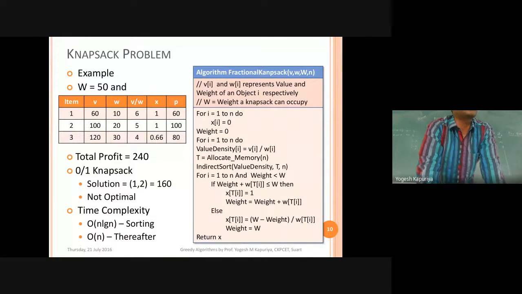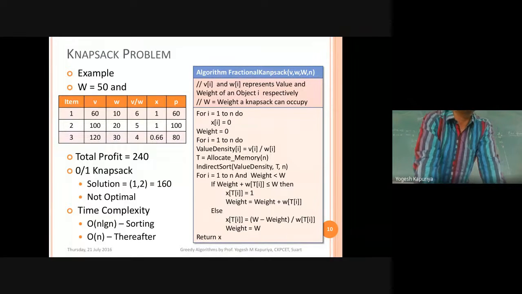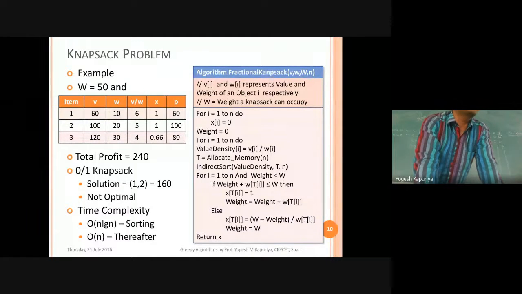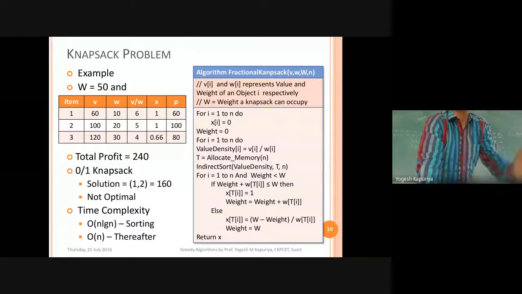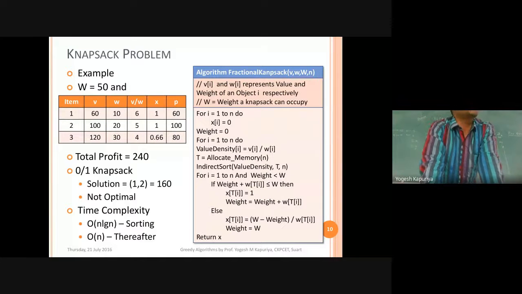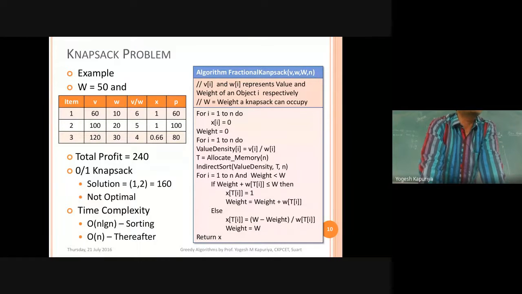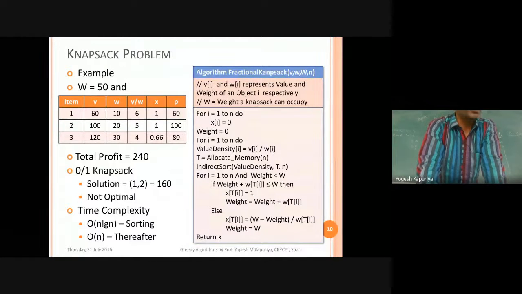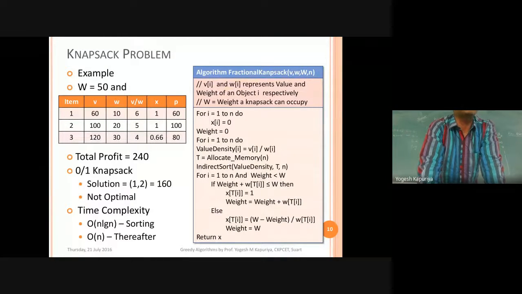Just like we have discussed, gold biscuit and gold dust. Gold dust can be picked up as and when required, or whatever is the weight remaining, you can pick that many grams of gold dust. Whereas if you want to pick the biscuit, then you have to pick 10 grams whole, or you have to skip that 10 grams if you don't have capacity in the knapsack. So the greedy version only works with fractional knapsack. It will not work with 0-1 knapsack.